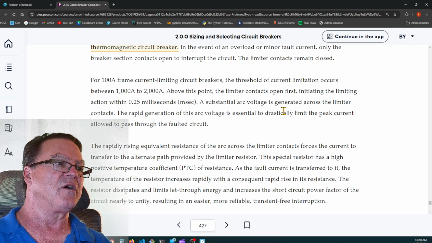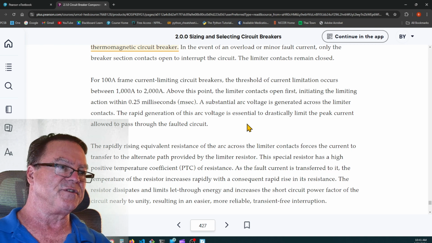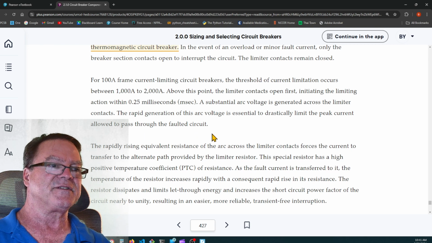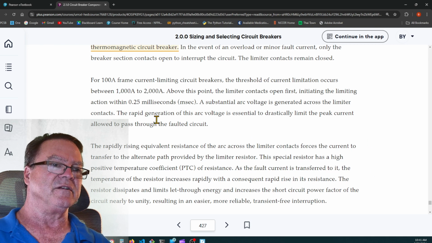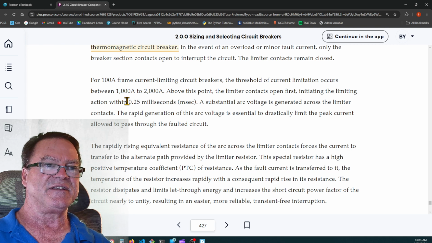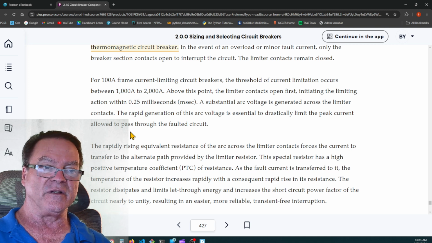A substantial arc voltage is generated across the limiter contacts. The rapid generation of this arc voltage is essential to drastically limit the peak current allowed to pass through the fault circuit. So 0.25 milliseconds. One cycle of AC at 60 hertz is about 16.7 milliseconds. So you can see this is limiting far quicker than one half cycle. Half cycle is about 8 milliseconds. This is reacting in 1/4 of a millisecond.